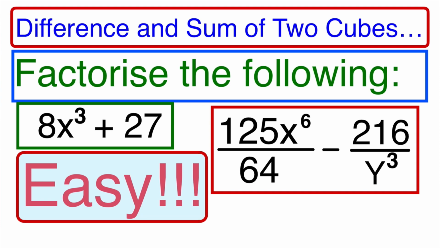Okay, so if you can see on the screen, we have two questions, right? Which is 8x cubed plus 27. Imagine if they tell you to factorize it. And the other one is 125x to the exponent 6 all over 64 minus 216 all over y cubed. Imagine if they told you to factorize these two.